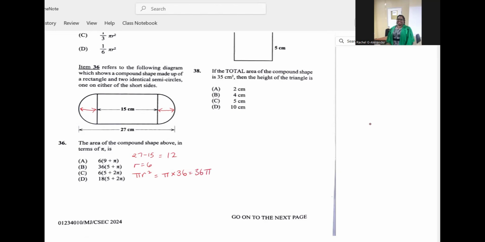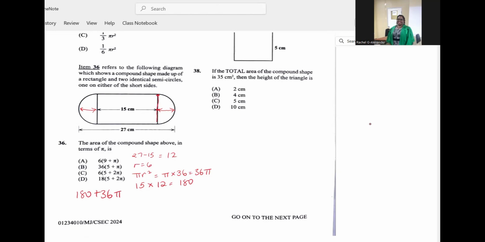And then we have the length of the center rectangle times the breadth, which will be 6 as well. Actually no, not 6, it would be 12. If here to here is 6, and this is our radius, then this is also a radius here. And that makes this a diameter. So the radius is 6, then the diameter is 12. And 15 times 12 is 180. So the area is 180 plus 36 pi.